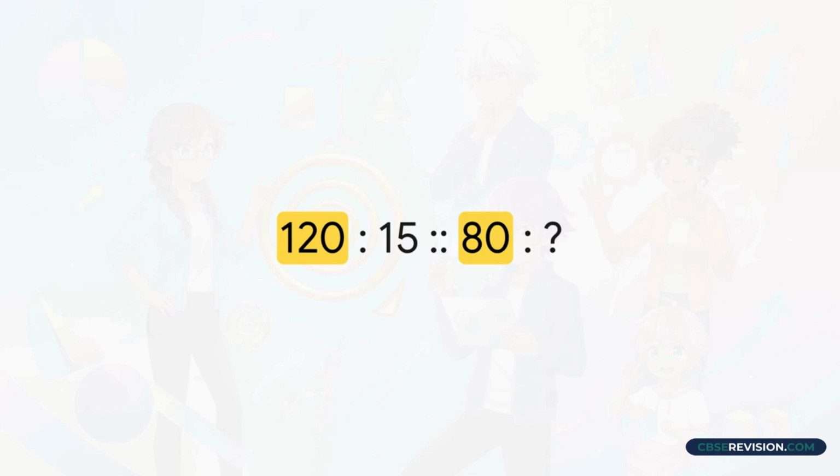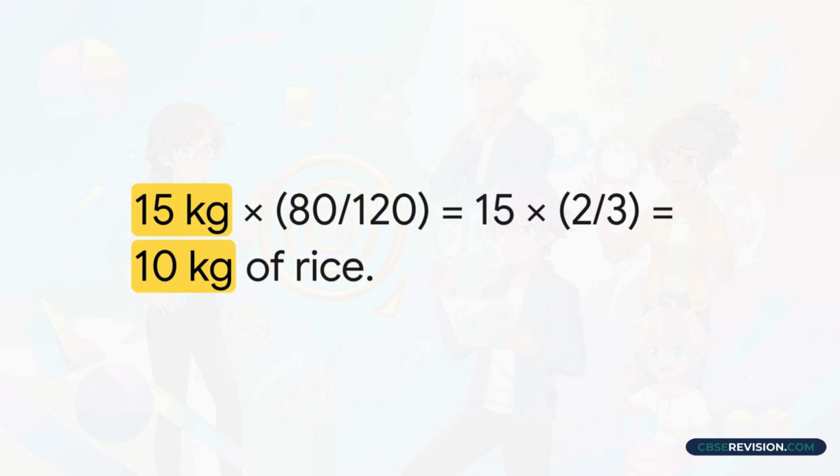We can write this as a proportion. 120 students is to 15 kilograms, as 80 students is to, well, our unknown number. To find the answer, we just look at how the number of students changed. We put 80 over 120. First, let's cancel out those zeros. That gives us 8 over 12. Then we can divide both the top and bottom by 4, giving us a nice simple fraction, 2/3.